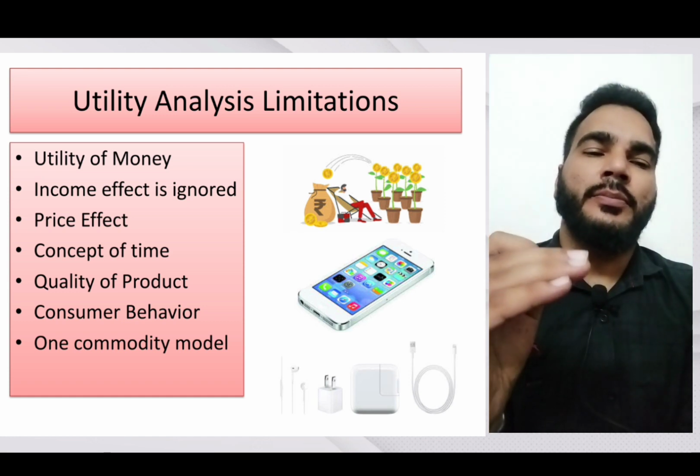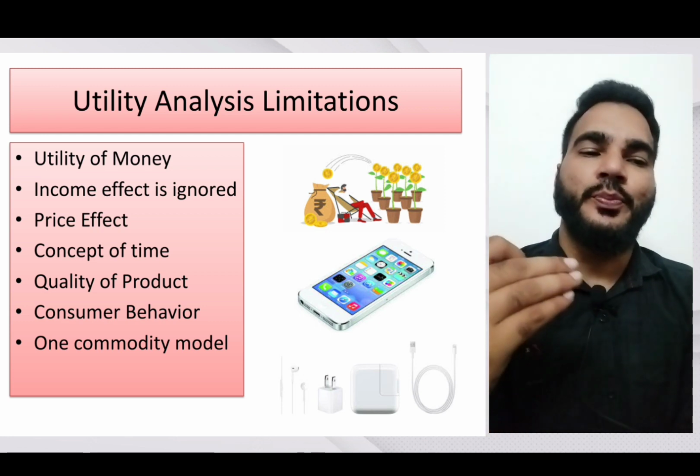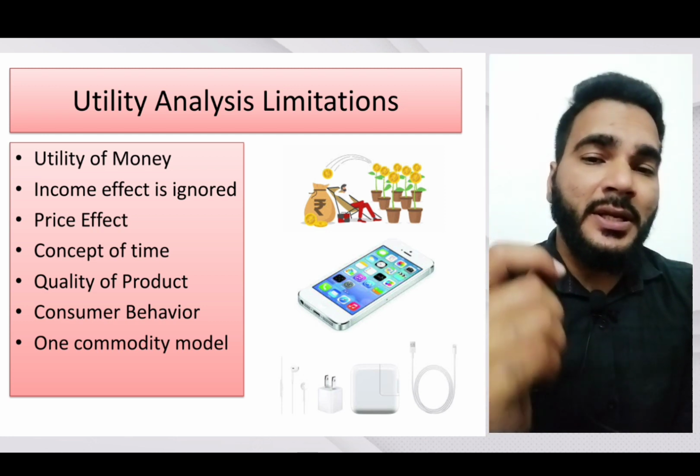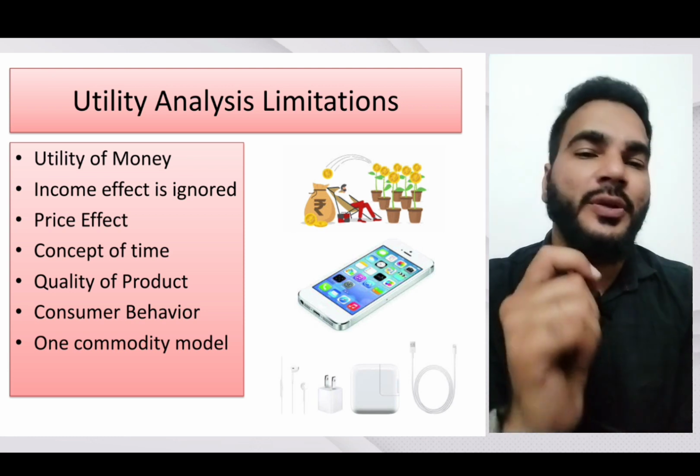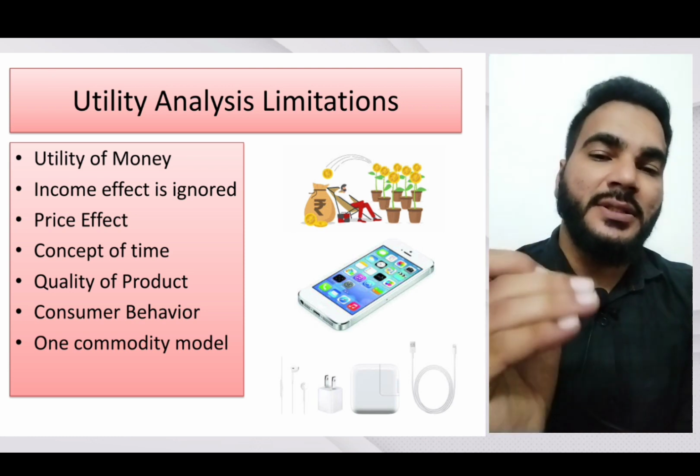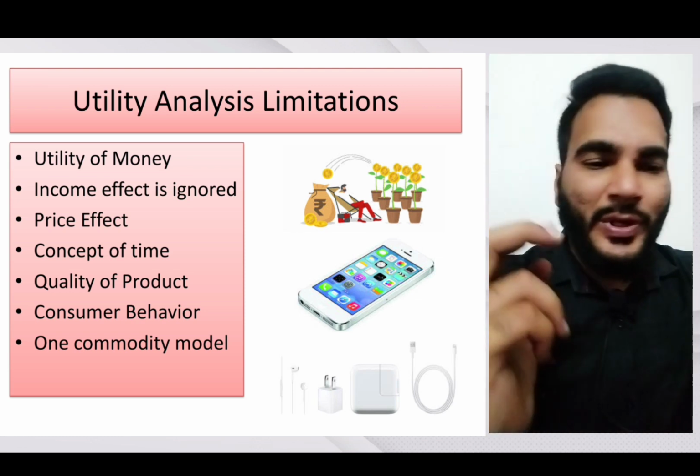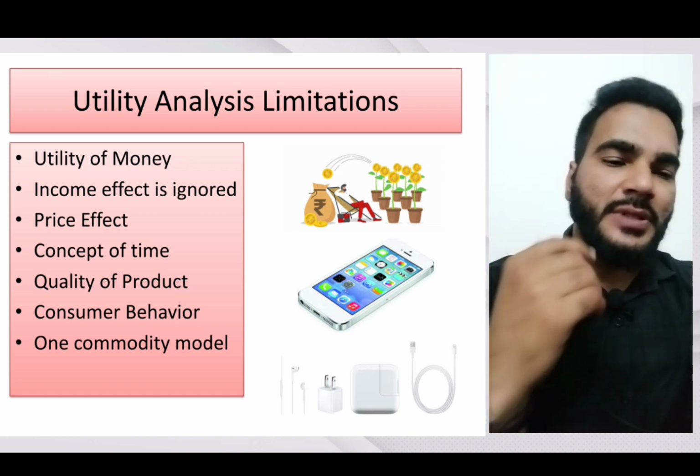If you are getting maximum satisfaction, and you want to buy a product but your income is very low, you will not be able to buy that product. So that is the main thing. Third, we have the price effect as well. Let me give you an example.